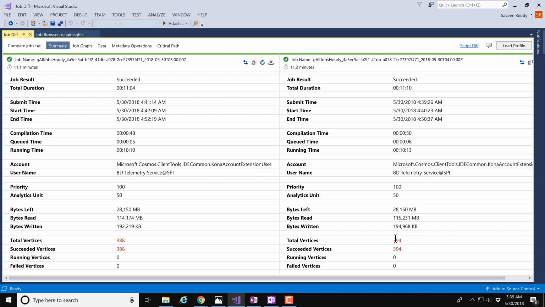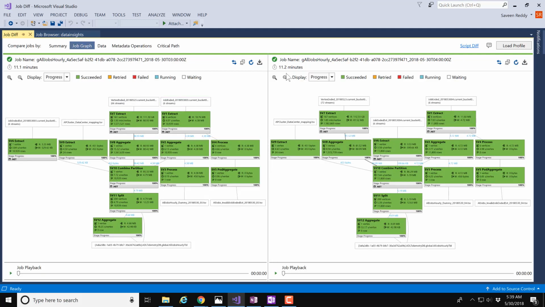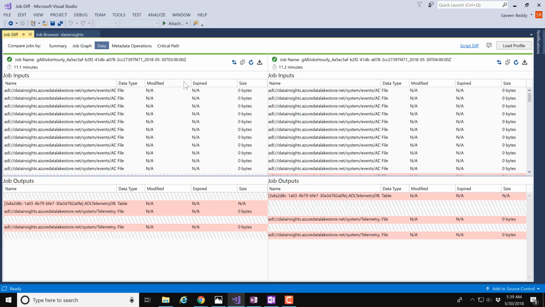The next question is, how else could they be different? Maybe there was a different algebra. Well, you can see they actually have the same shape. And what about the data? Were there different files? You can see the exact files that were inputs and outputs, and how they differ. Most importantly, though, is the script, because that's a very common source of why a job is running slower or faster. So let's take a look at the script to understand what the difference is between these two jobs.